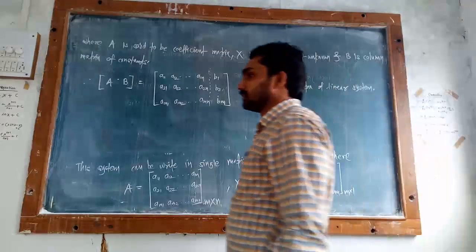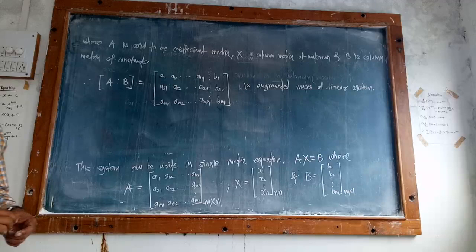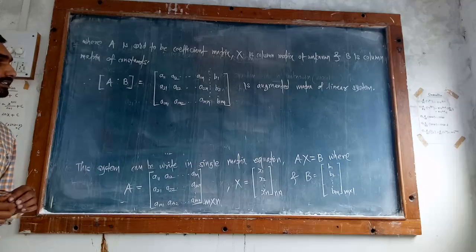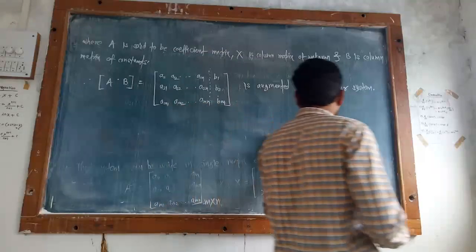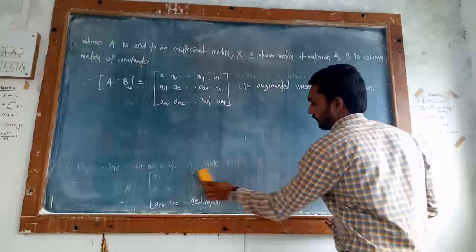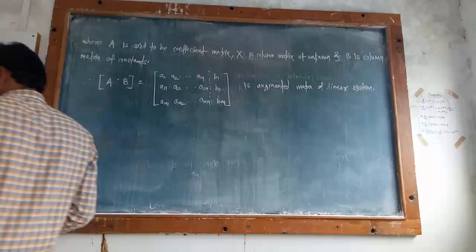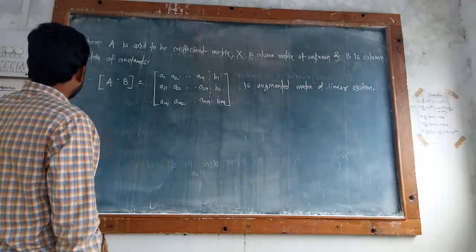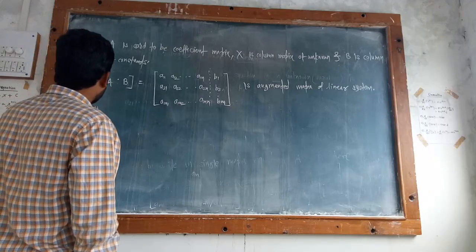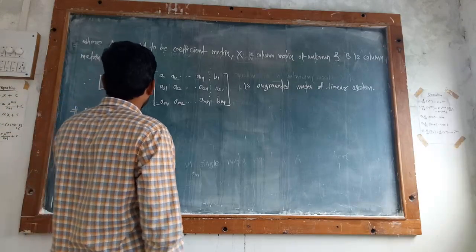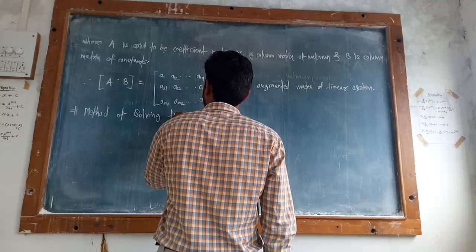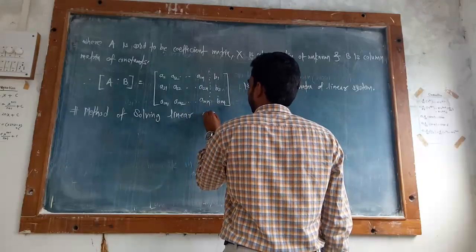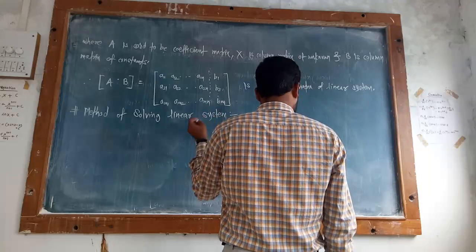Now we have to solve this system of linear equations by using elementary row operations. So your next point is the method of solving a linear system.